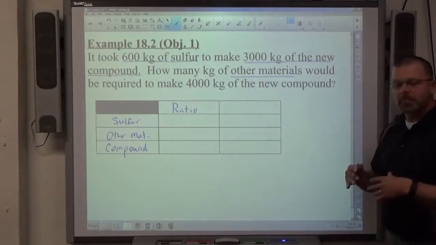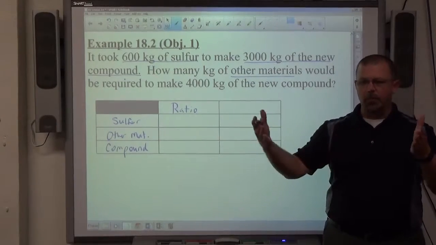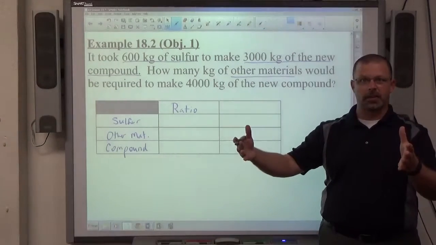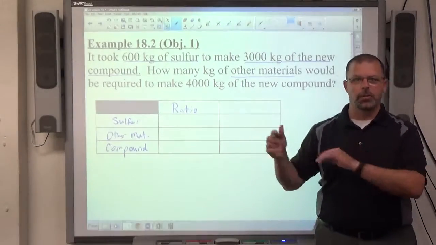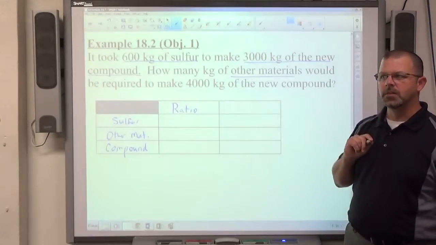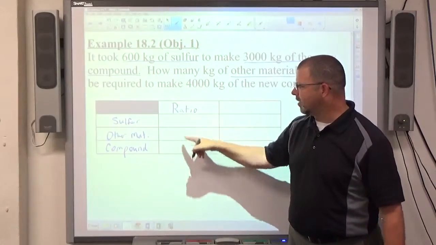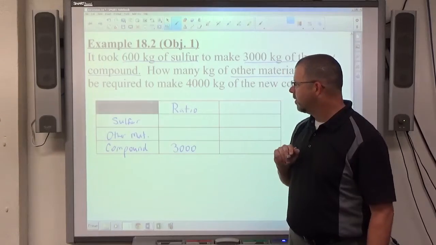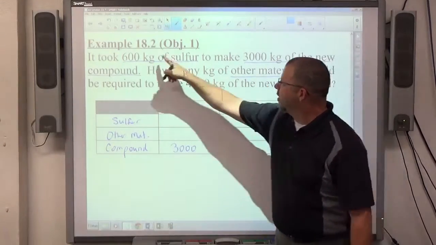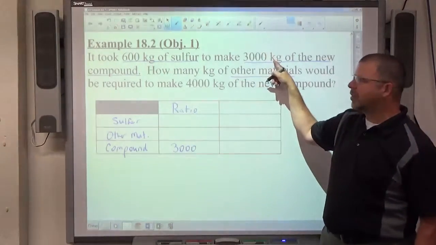The point is, if you have some recipe that makes a certain amount, let's say it feeds 8 and you want to feed 24, you got to triple everything, right? So you triple the ingredients. That's all that's happening here. We have the ingredient list to make exactly 3,000 kilograms of the compound. That's the ratio, not the actual. It says it takes 600 kilograms of sulfur to make 3,000 kilograms of the compound.